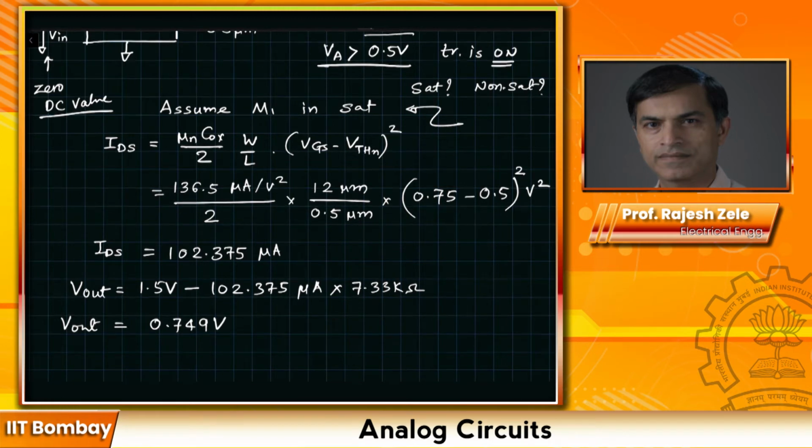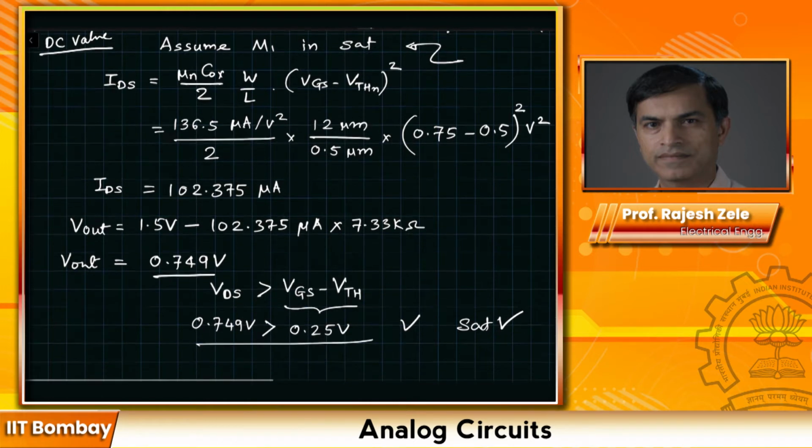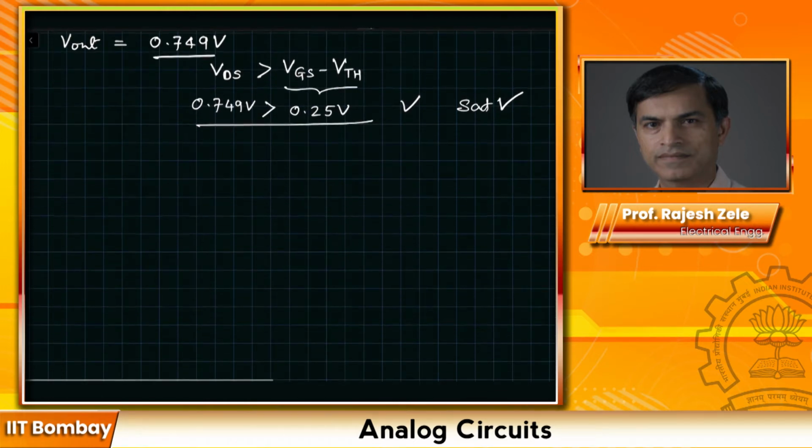Now let's check if our original assumption of M1 being in saturation is correct. The checkpoint for saturation is that the drain to source voltage has to be greater than VGS minus VTH. We already know this number. This number is 0.25 volts, and the VDS we have calculated is 0.749 volts. So this assumption is true. So saturation is valid. So we can draw the DC operating point of the circuit, and it's going to look like this.